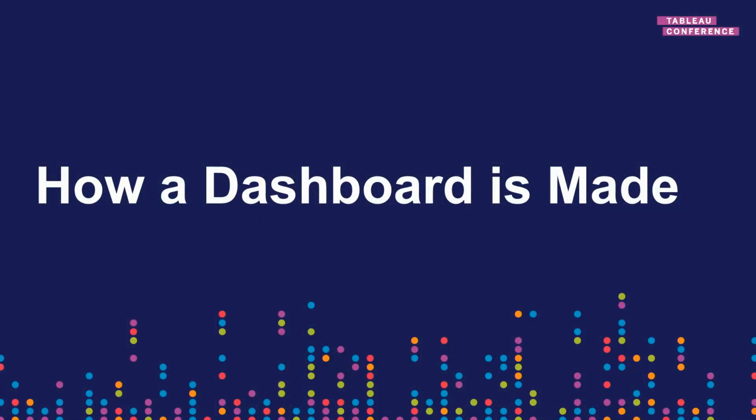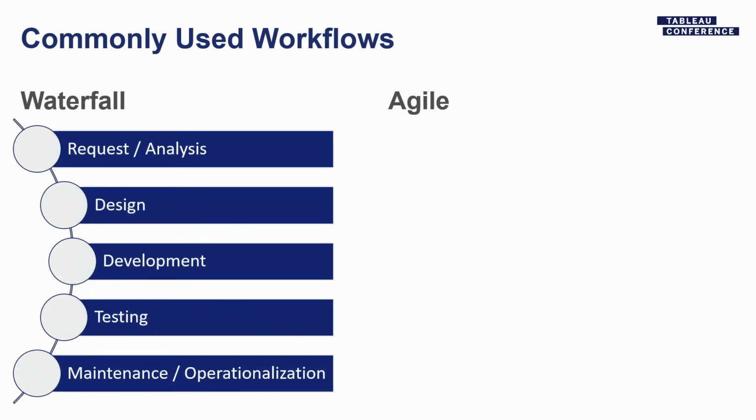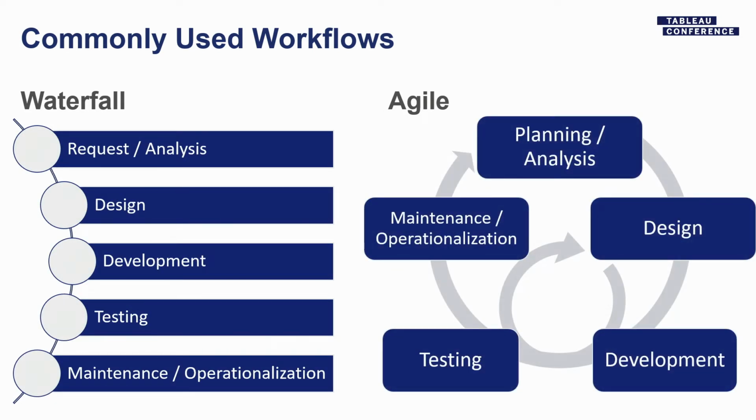And let's start with some basics: how a dashboard is made. There are some commonly used workflows, waterfall and agile. Raise your hand if you've used a waterfall workflow. All right, now raise them if you've used agile. All right, put them all down. As you can see, everybody uses a little bit of both. As you can see on the screen, no matter whether you use waterfall or agile, there are always some similar components in it. You always start with some requirements, and then go to design and development, testing it, and finally operationalize it.